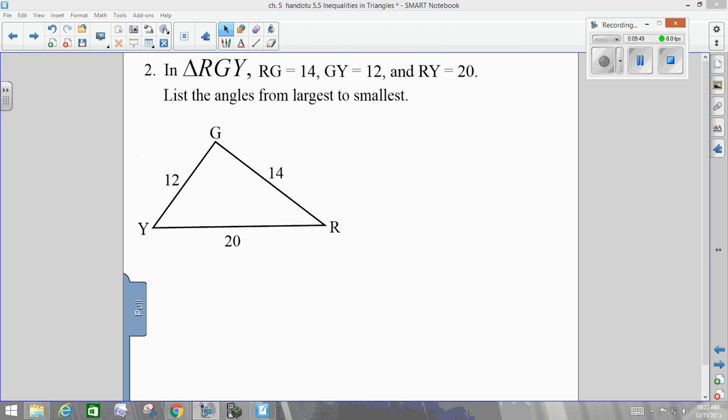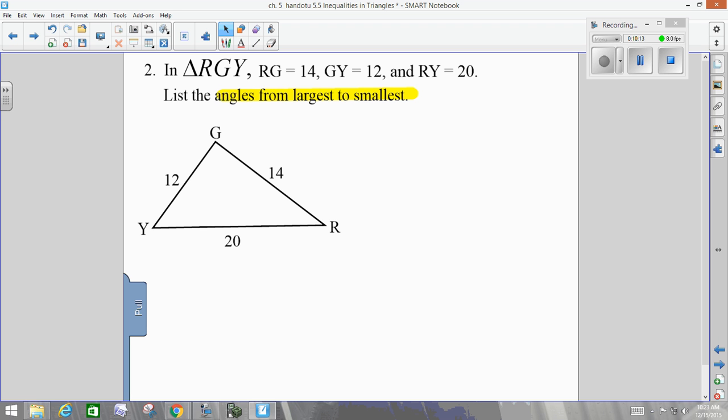RG is 14, GY is 12, and RY is 20. I think I labeled your triangle already for you. You need to list the angles from largest to smallest. On your homework today and your quiz on Thursday, these should hopefully be the easy points, but this is probably where most students make mistakes.